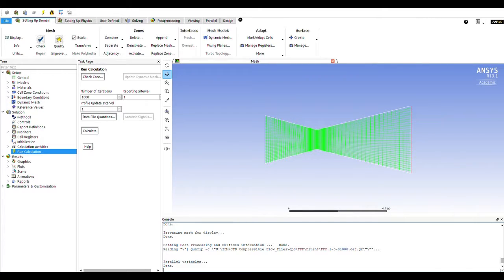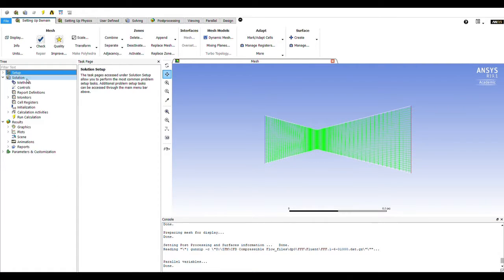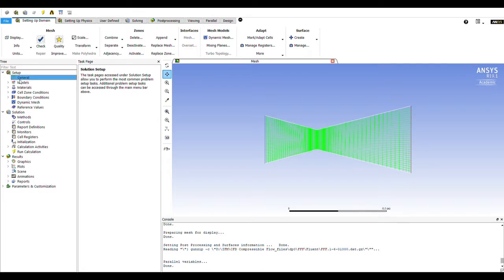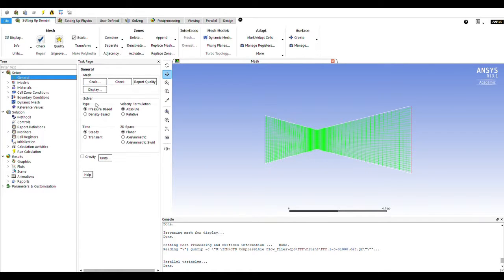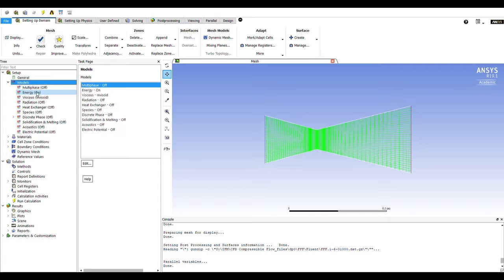I'd started with building this system. The first thing that I had to do is go on to general, and I'd clicked on pressure-based systems, which is what was suggested for compressible flow, and everything else was pretty much kept the same. I turned on the energy equation and set the fluid as inviscid.